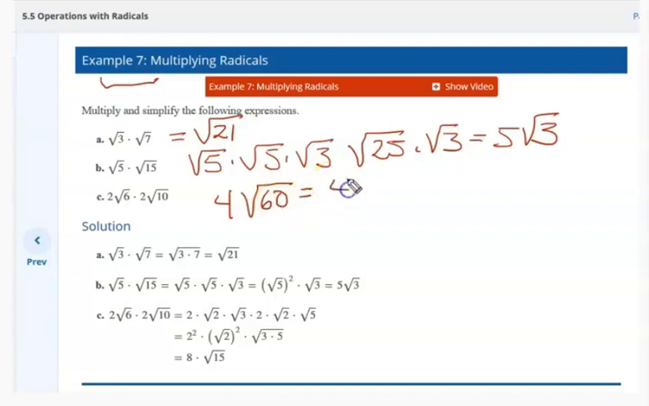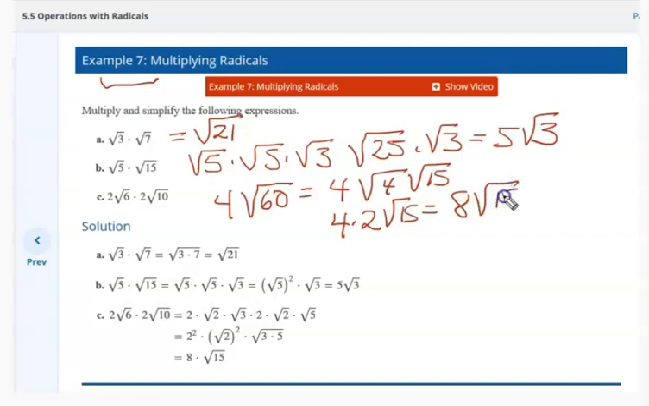And the answer is yes. That would be the square root of 4 times the square root of 15. So the square root of 4 is 2, so this becomes 4 times 2, the square root of 15, which is 8, the square root of 15. And that's what they're showing down here.